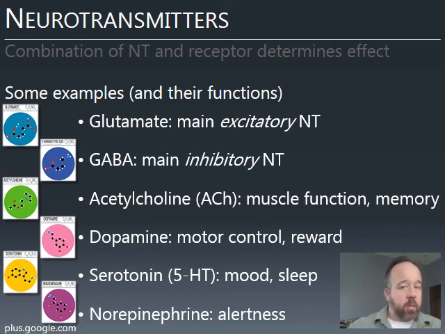So those are just some examples. There are, in fact, many neurotransmitters. These are probably the most important and the most famous, so that's why I've gone over them here.